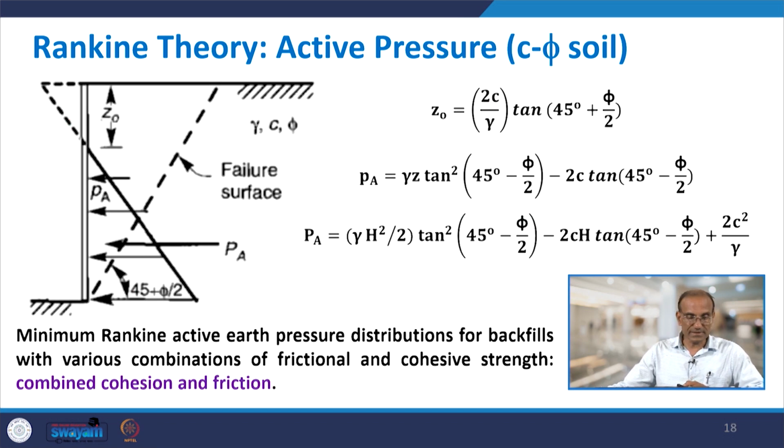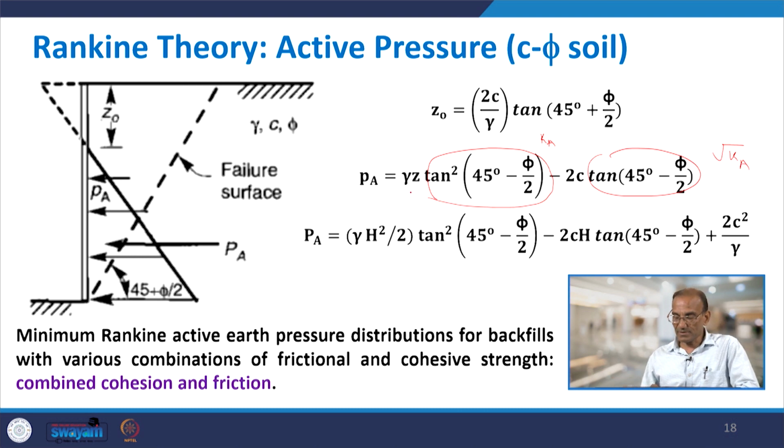Then, in case of C phi soil, your equation becomes gamma z tan square. Again you need to understand that this quantity is nothing but your K, and this quantity is root K. This is the same thing as here. So, gamma z into K minus 2 C root K. So, this is the pressure given. Now, you want to calculate the pressure at some depth. Z naught is the depth where your pressure becomes 0.